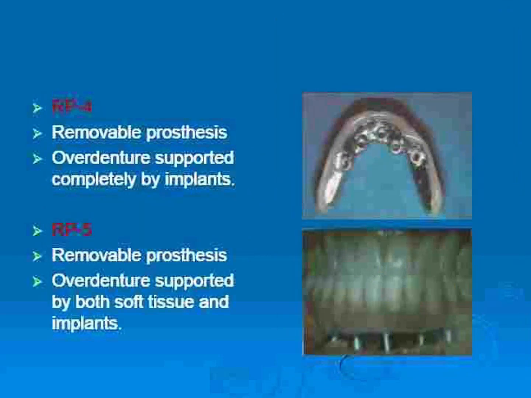RP4 is a removable prosthesis. Mostly it is an overdenture supported completely by implants. RP5 is a removable prosthesis wherein the overdenture is supported both by the soft tissues and the implants.